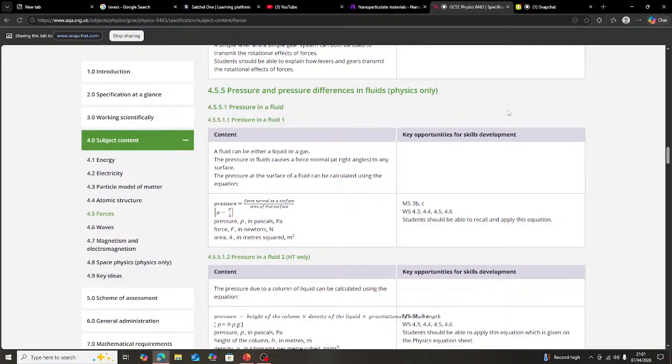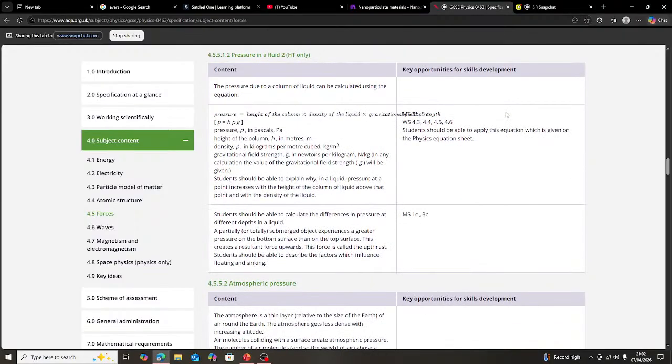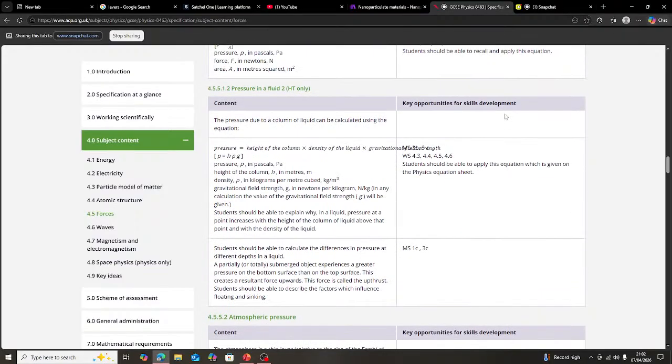So what are the factors? The weight of the water above, the height, the gravitational field strength, and the density. All those increase the pressure. What's upthrust, Adam? An upward force, isn't it? You're doing the bare minimum, bro. Upthrust is an upward force that pushes things upwards.